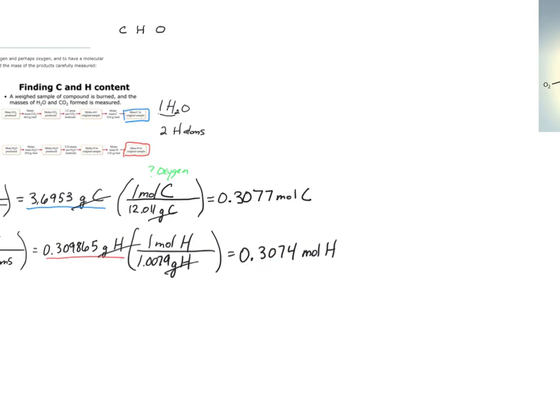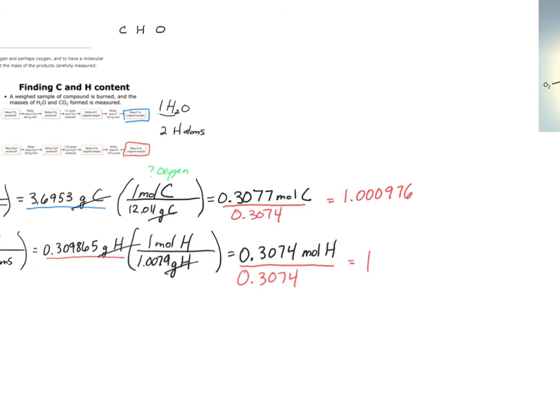So let's take the smallest mole number, and we divide it by itself to make it equal to 1. And we also divide the other mole amounts by that value. So I take 0.3074 and divide it by itself. I also divide the other mole numbers by the smallest mole number. Well, let's see what we get when we do that. Here I get 1, of course. And when I take 0.3077 and divide it by 0.3074, I get 1.000976.